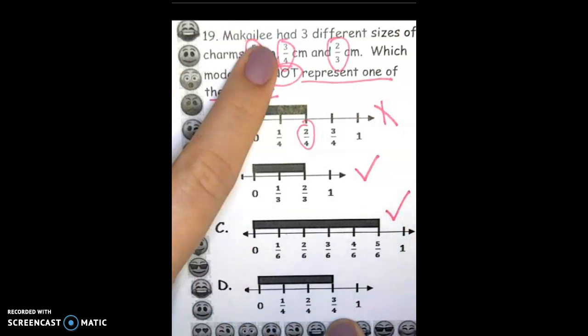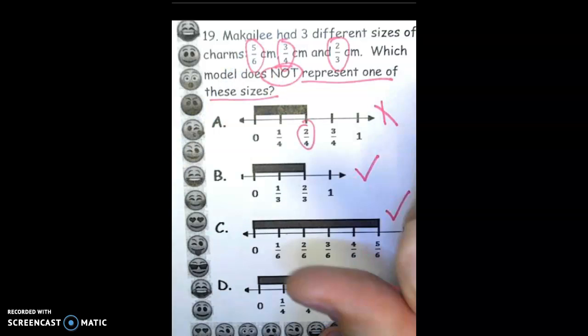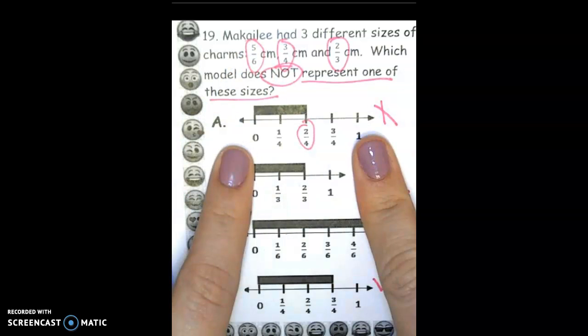3/4 is being represented. That is one of the sizes of her charms. So the correct answer for this problem is letter A.